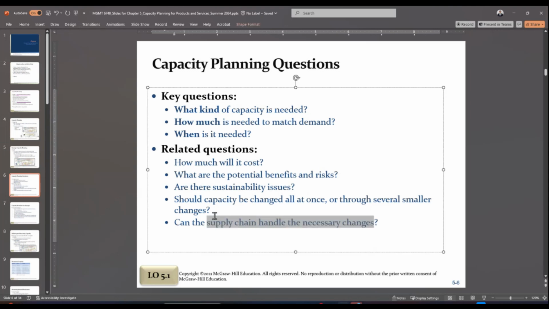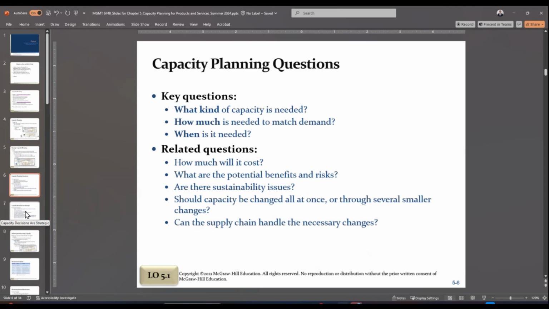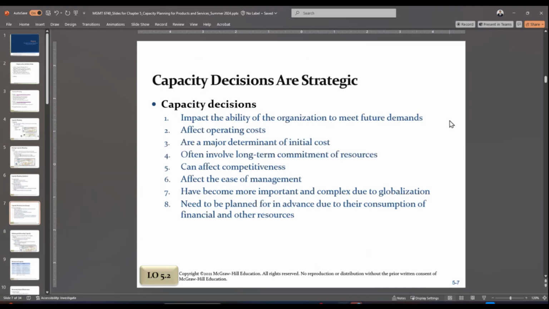And we'll go a little bit deeper in the supply chain topic when we get to the end of this class. There is a special topic on supply chain management. So these are some questions to keep in mind while planning for your capacity. Other few strategic decisions are the impact and the ability of the organization to meet the future demand.